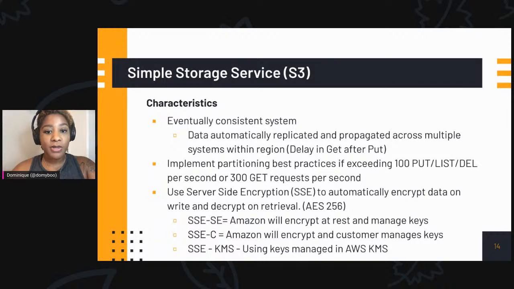It uses server-side encryption to automatically encrypt data, using AES 256. And then they had different types of encryption. We had SSE, which means Amazon will encrypt at rest and they manage the keys. You had SSE-C, which stands for customer, which means that Amazon will encrypt, but the customer, you, will manage the keys. And then you have KMS, which just means you're using their key management system to manage the keys. So it's really understanding the different encryption key management options, like whether you want to manage it, whether you care about Amazon managing it, or whether you want to have it in your key management storage.